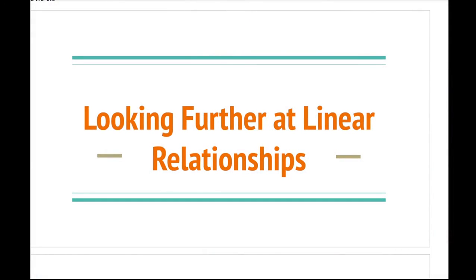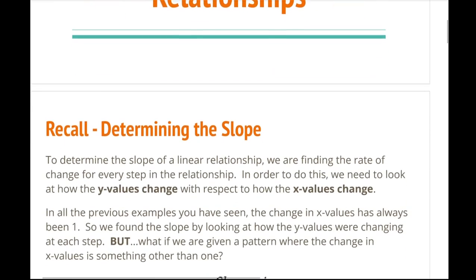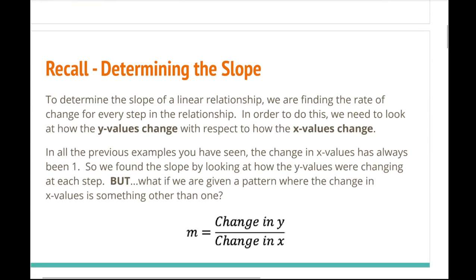In today's lesson, we're going to look further at linear relationships. So to recall, when we've tried to determine the slope or multiplier, we've found the rate of change, or again the slope, for every step in the relationship. In order to do this, we need to look at how the y values change with respect to how the x values change. So when we've done this in the past, basically we've looked at how has the pattern changed for every position number.